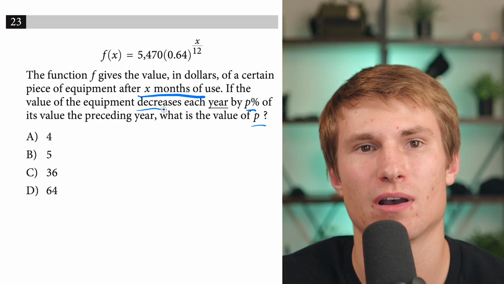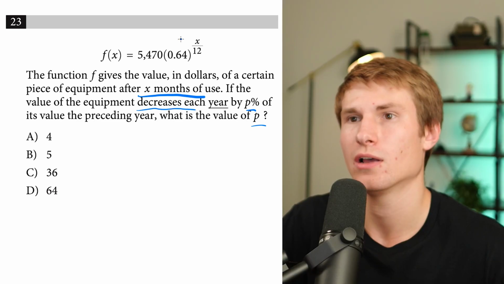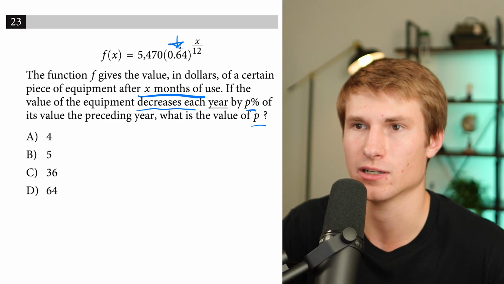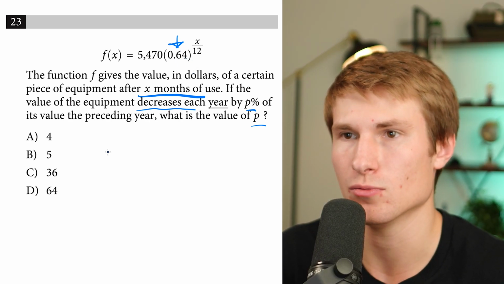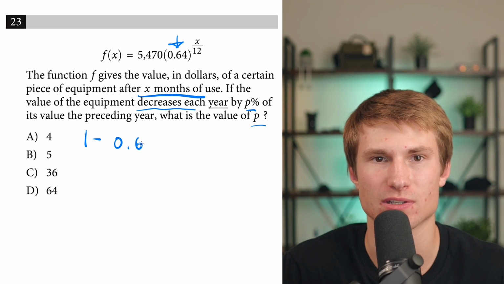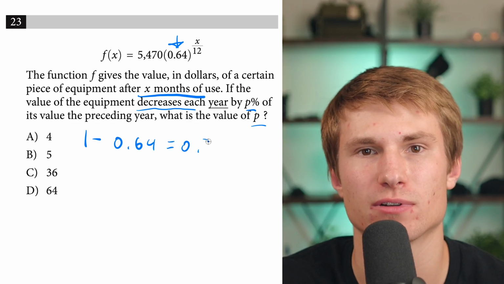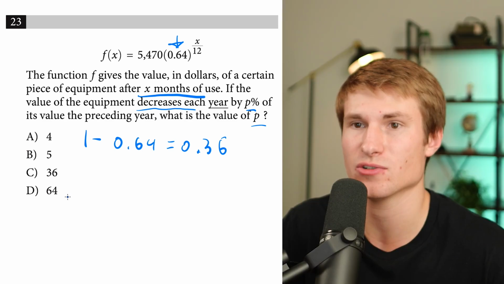Now, keep in mind, we're talking about how much it decreases each year. Now, what you want to take a look at is your growth factor here. Now, your growth factor is 0.64, which means we are decreasing in value by 1 minus 0.64, which is 0.36, or in other words, 36%. So our answer here is C.